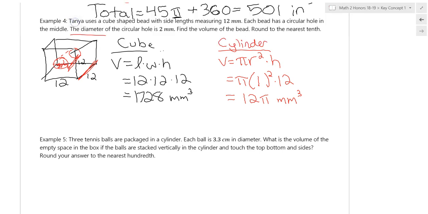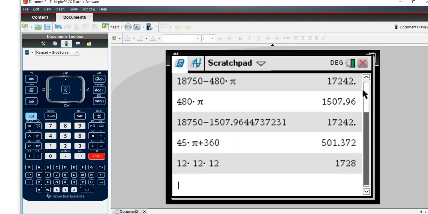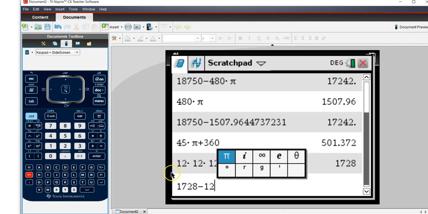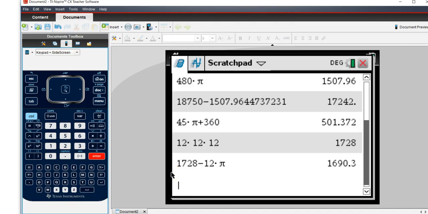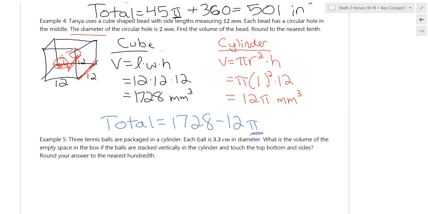So then for our total, are we adding or subtracting? We should be subtracting here. So I take 1,728, the bigger number, and subtract 12 pi. There's only 1 pi, so I have to type that in my calculator. 12 pi. And I get 1,690.3 millimeters cubed.